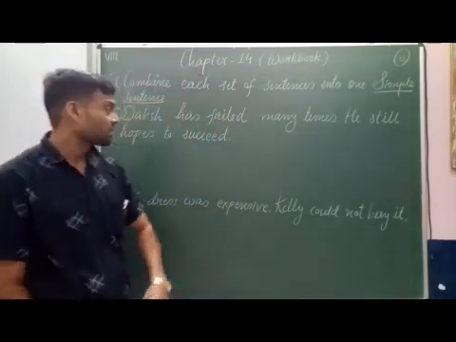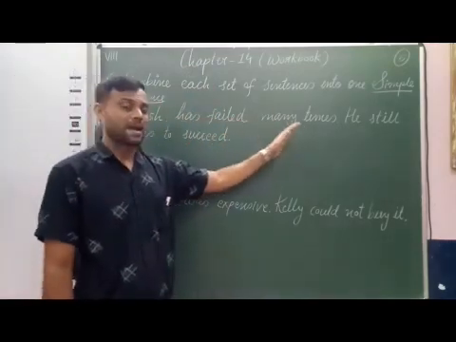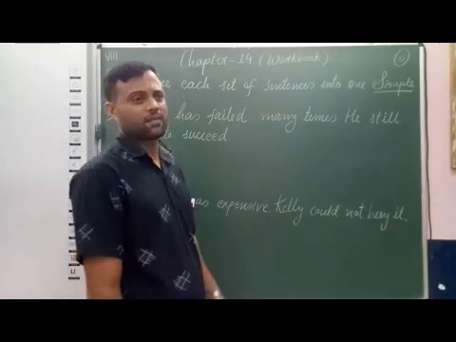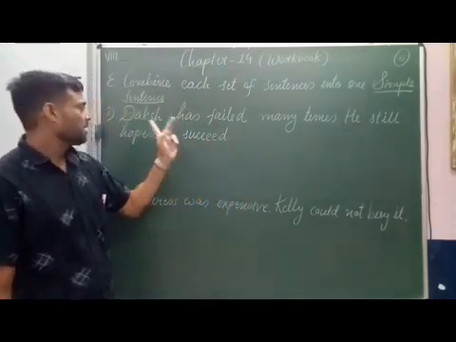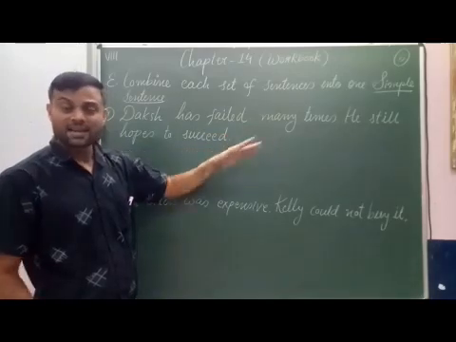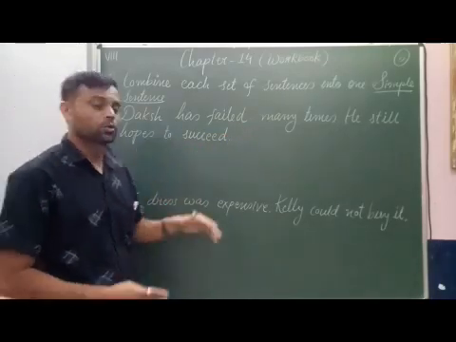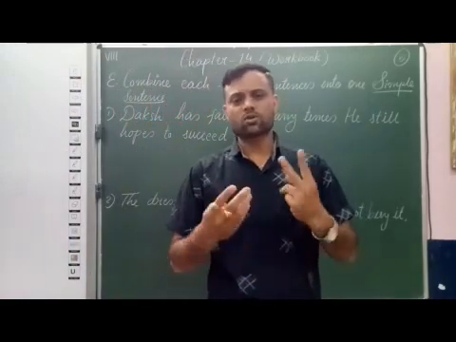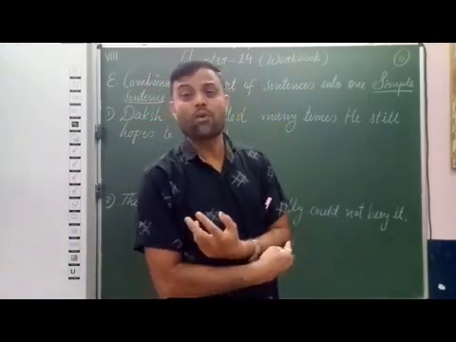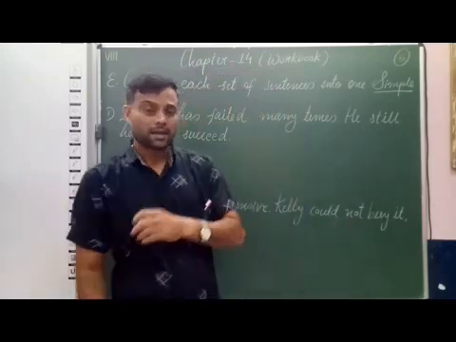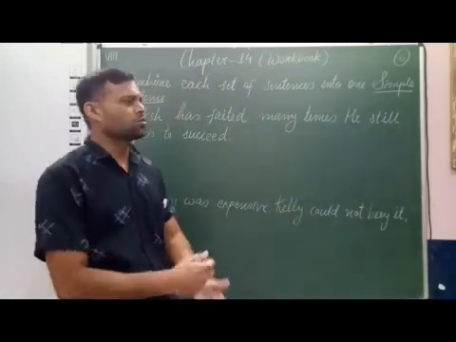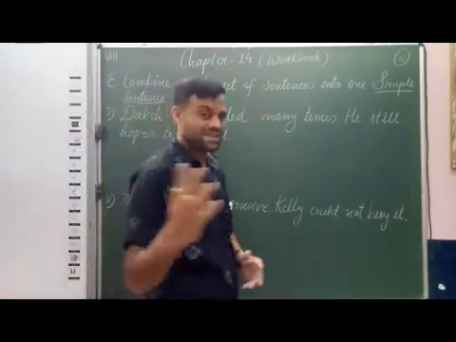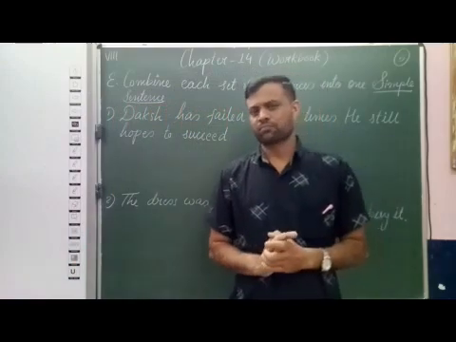First sentence: Dux has failed many times. He still hopes to succeed. Here we are given 2 sentences. First, Dux has failed many times, and second, he still hopes to succeed. Students, we have to combine these 2 sentences into one simple sentence. Now when we read the sentence, we can come to know that there is a relation of contrast or concession.